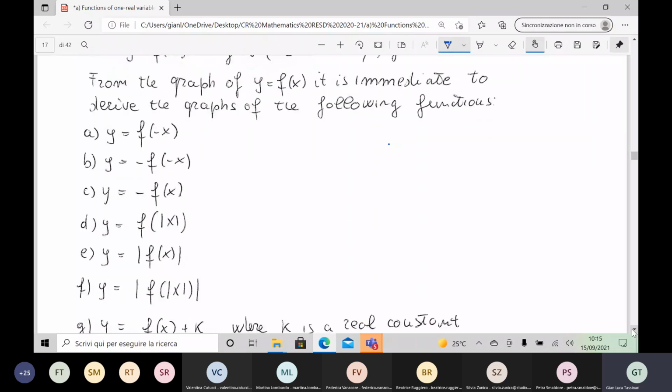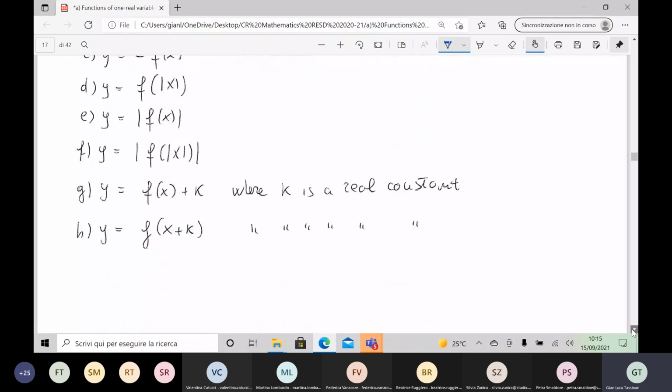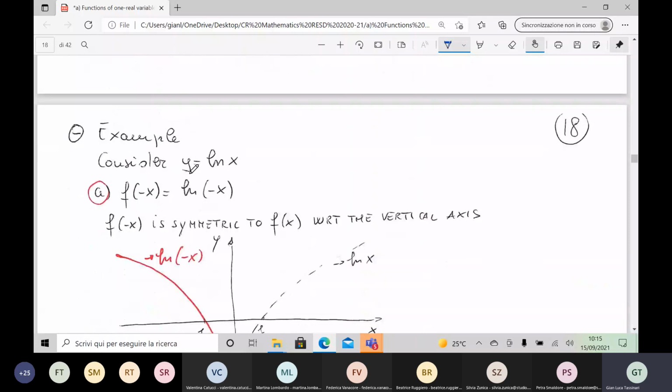Okay, we start from the first case, f of minus x. So reason with me: y is equal to ln of x, so the function f of minus x will be ln of minus x. So the graph we want to plot now is the graph of f of minus x.